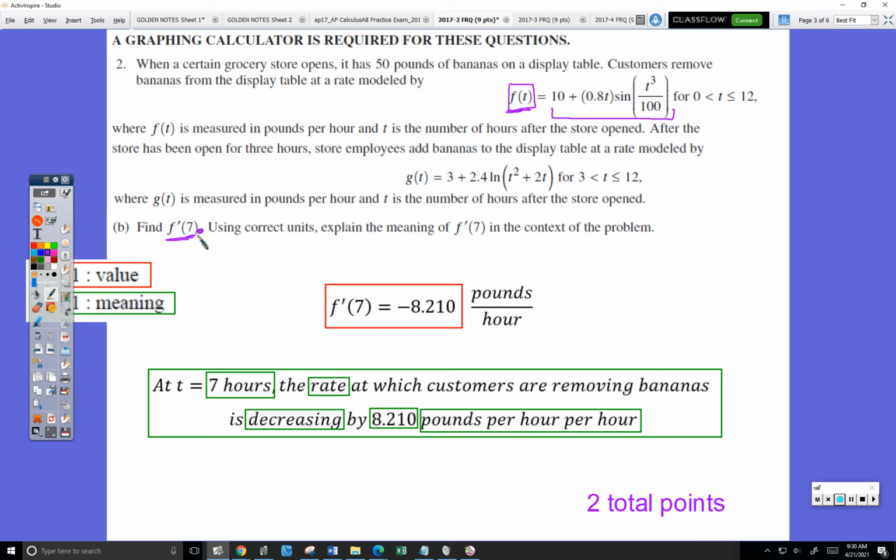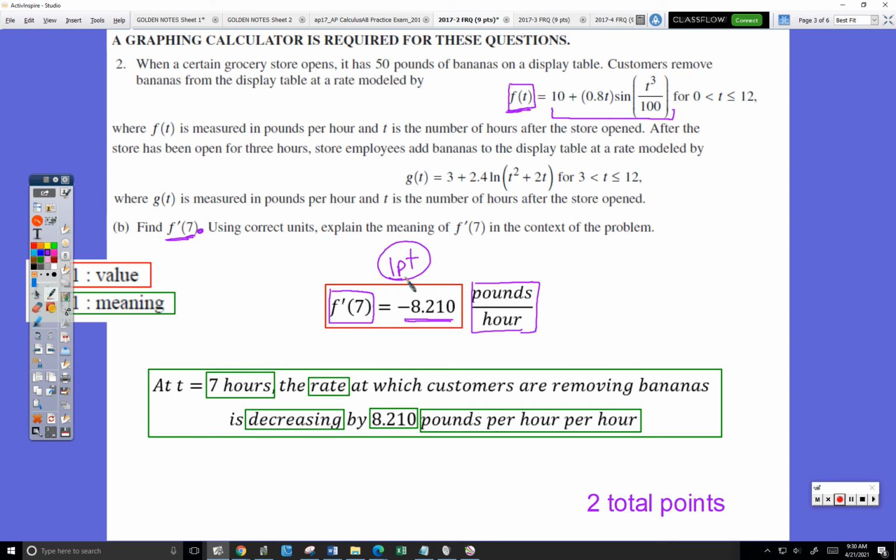So I write on the paper, make sure I write f prime of 7 so they know what you're finding. And I just write down what the calculator told me. They didn't ask for units, but it's a good habit to write them down. Pounds per hour. That would be 1 point. So 1 point here.